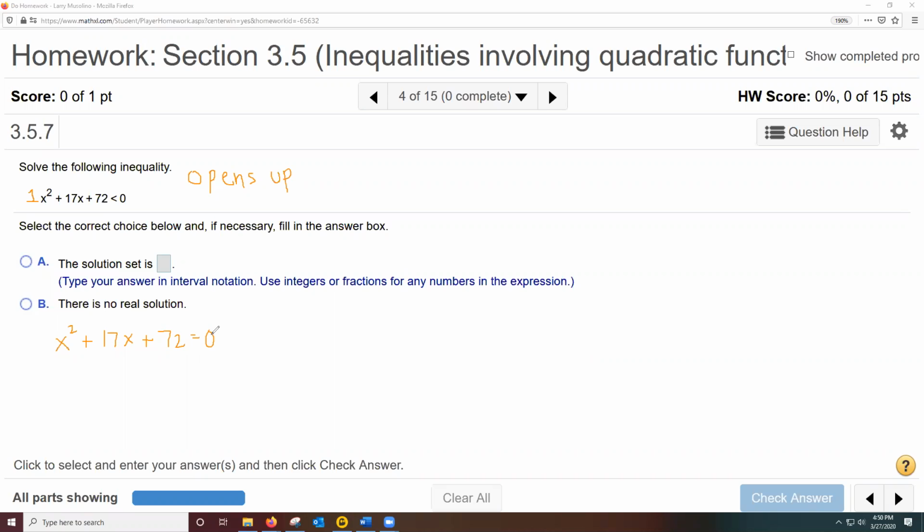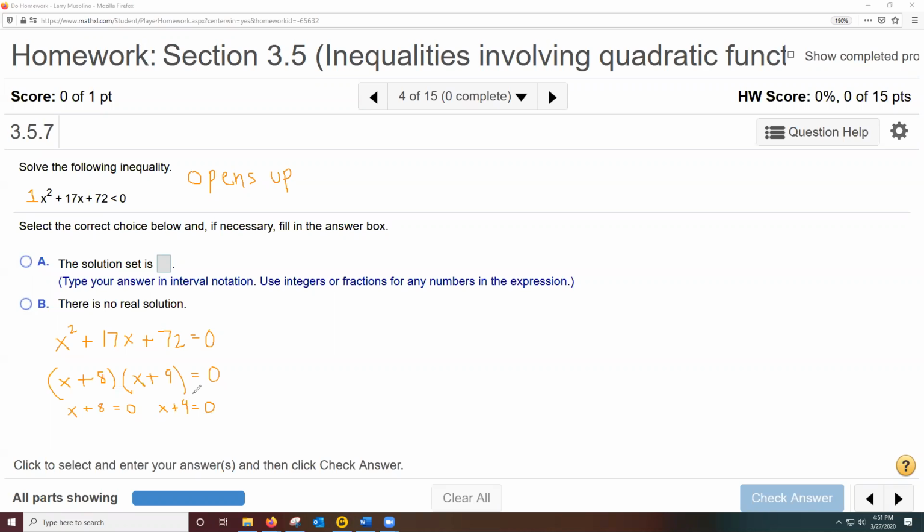All right, well, let me try to factor the left-hand side. You might notice this is going to factor as x plus 8 times x plus 9. All right, now I'm going to set each one of these parentheses separately equal to 0. So I get x plus 8 equals 0 here, x plus 9 equals 0 here.